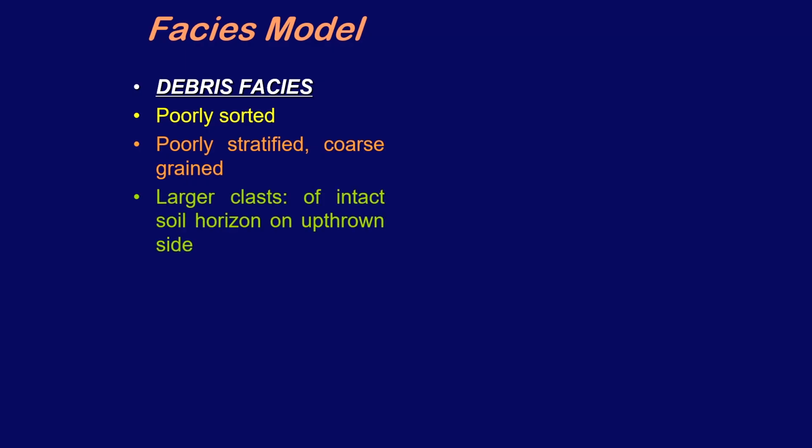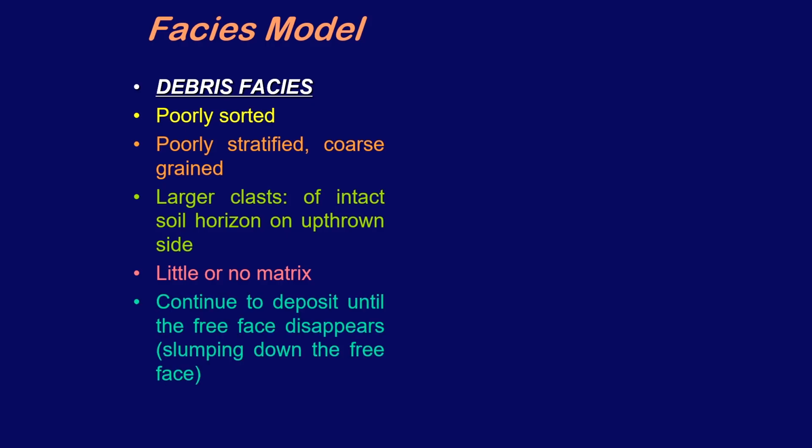Coarse grained, it will be a larger class of intact soil, because they are falling from the faulted surface. So, they will be intact, and their internal structures will mismatch the overall structures we see in the trench exposed. So, you have little or no matrix in that sense. Then they continue to deposit until the free face disappears. That is the process of stabilization which we are having.